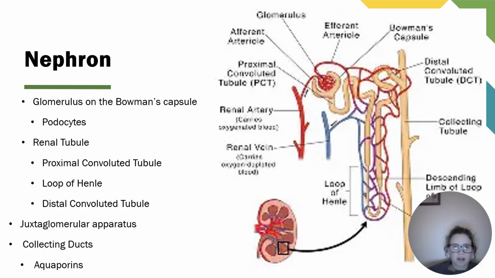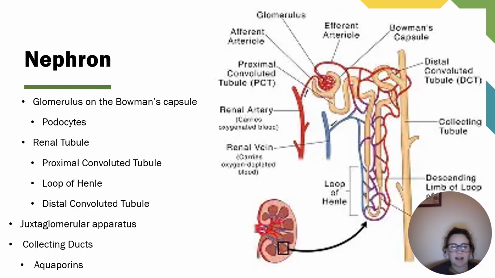So we then continue on to your nephron, and the nephron is made of two major parts: your glomerulus, which is in the Bowman's capsule, and your renal tubule. So your glomerulus is a dense set of capillaries that filter the blood based on particle size, and it is lined with podocytes, which interdigitate to form filtration slits and help with that filtration of particle size.